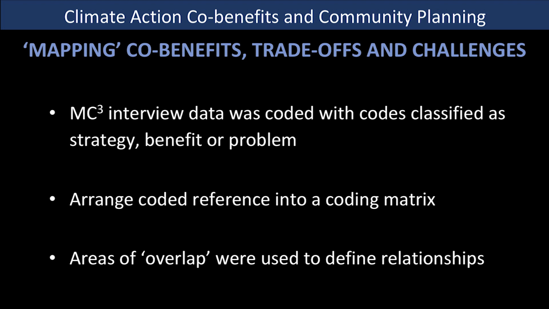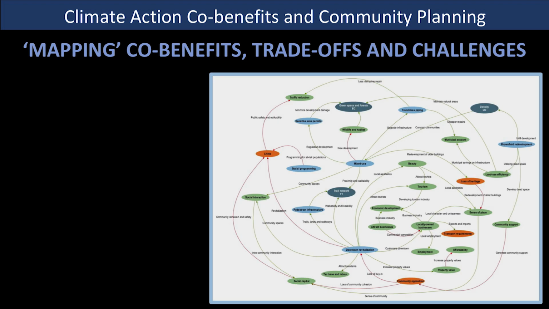We coded it, so that means that you tag the different parts of the data with different themes. These codes would be classified as a strategy, a benefit, or a problem. When you look at the overlap of those codes, then you can start seeing the connections and relationships. And then when you start drawing the relationships, you get something like this. You get a systems model. We have a series of these models, and they center on different climate action strategies. And to read these models, the light blue ones are strategies in general.